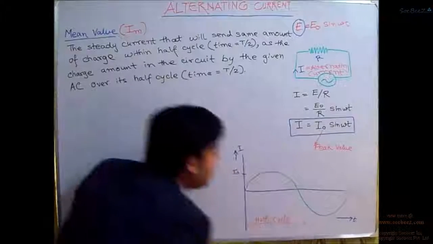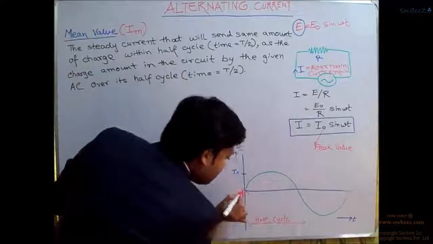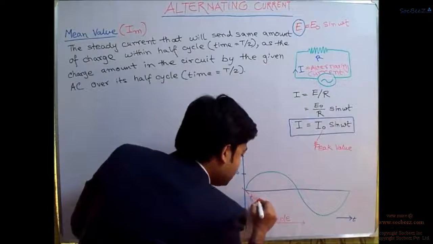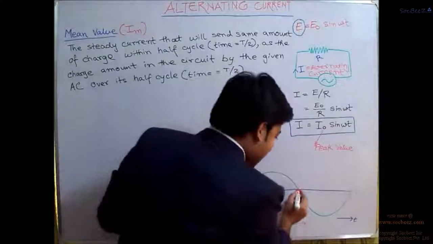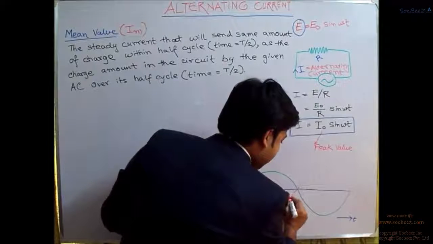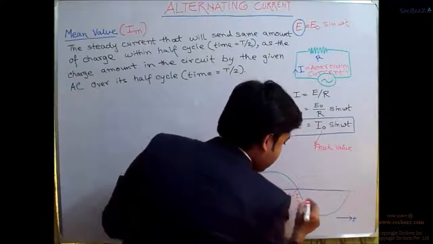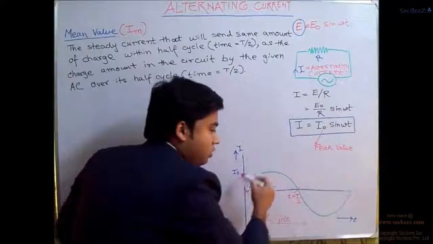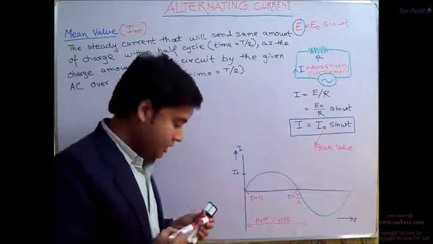And if this is a half cycle, the time at this particular given point, t, will be equal to 0, right? And the time when the half cycle is completing will be equal to capital T divided by 2, where T is the time period for covering this entire one. Right?